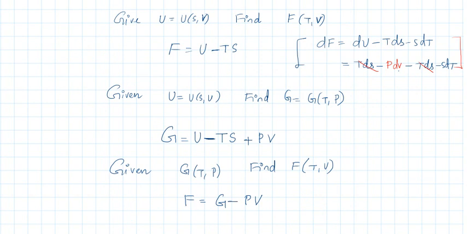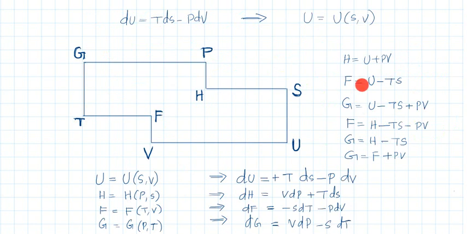So altogether you can write 6 expressions. H is equal to u plus Pv, f is equal to u minus Ts, g is equal to u minus Ts plus Pv, f is equal to h minus Ts minus Pv, g is equal to h minus Ts, g is equal to f plus Pv. These are the 6 expressions. By simply inverting this, you can find other ones also. These are the 6 independent equations connecting the 4 thermodynamic potentials. You can easily write this using this diagram.